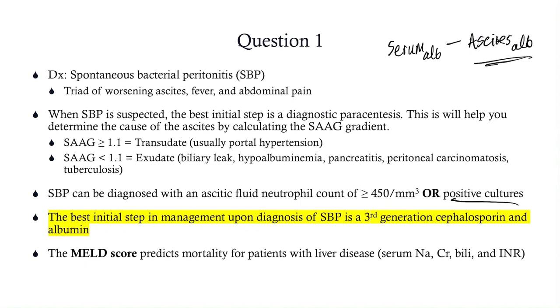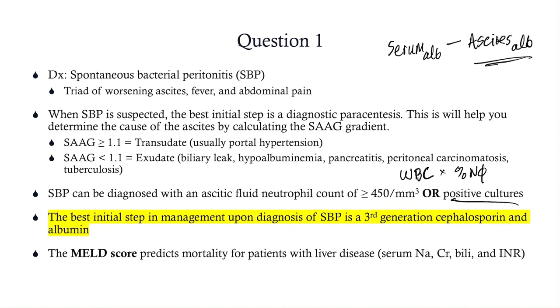So another way that you can do it is to look at the neutrophil count. Now, this can be difficult, but you just need to use some math. All you do is take the white blood cell count, which will be given to you in cells per cubic millimeter, and multiply that by the percent of neutrophils, and you'll get a number. And if that number is equal to or more than 450, you have a diagnosis right there. Okay, so that's fairly simple. If it's equal to or more than 450, then you have SBP.